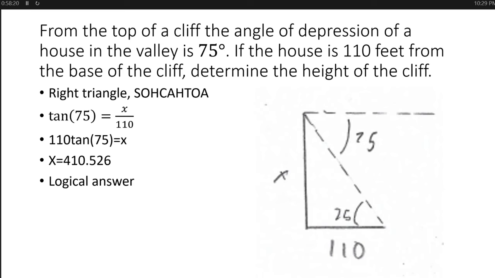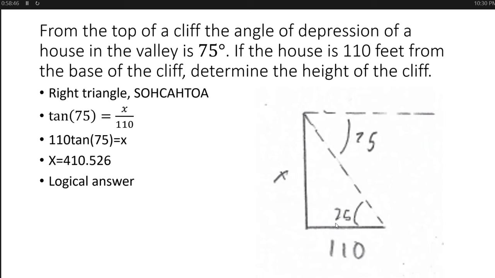Next, we have another elevation and depression problem. This one is depression from the top of a cliff. Or it's depression, that is my bad. From the top of a cliff, the angle of depression of a house in the valley is 75. So that means from the top, we're looking down. This is our line. This angle is 75. We see the house here. The house is 110 feet from the base of the cliff. Determine the height of the cliff.